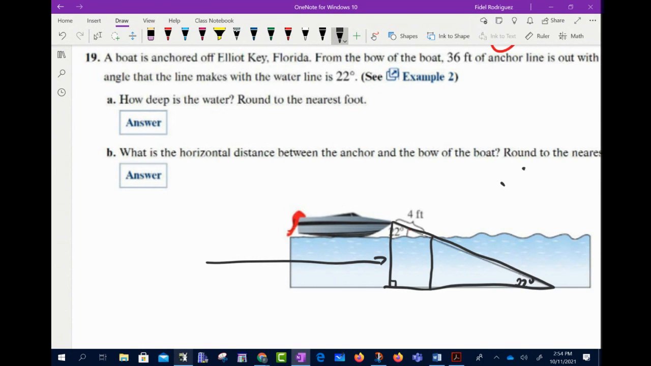Didn't we know how long the anchor line is? Yeah, we know that the whole anchor line is 36. So wouldn't this piece here be 32? Because the whole thing is going to be 36, and if 4 feet of it is sticking out of the water, wouldn't the rest have to be 32? I'm just doing 36 minus 4. Okay, let me ask you all a question. How would I find this given what we have?